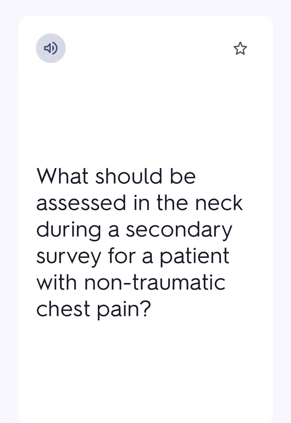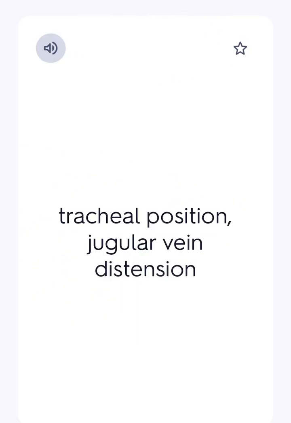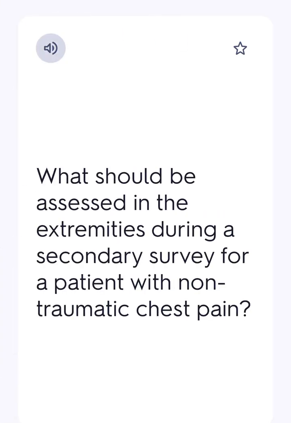What should be assessed in the neck during a secondary survey for a patient with non-traumatic chest pain? Tracheal position, jugular vein distension. What should be assessed in the extremities during a secondary survey for a patient with non-traumatic chest pain?